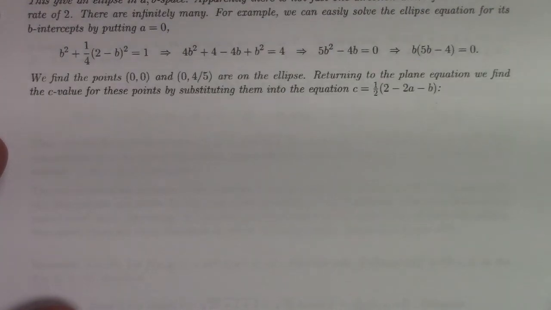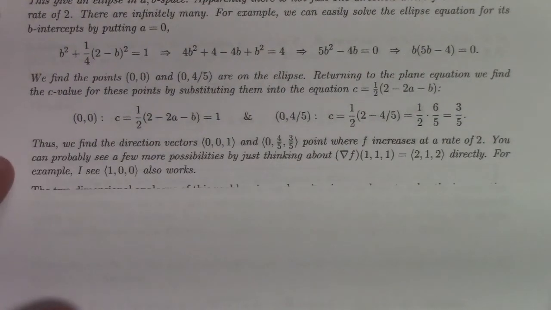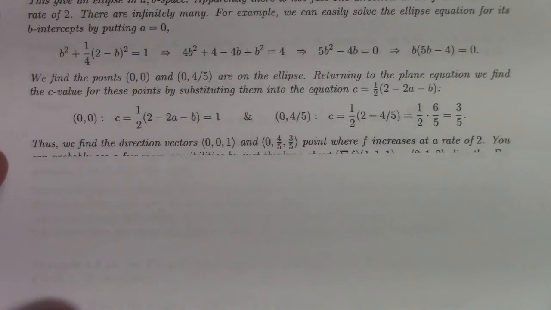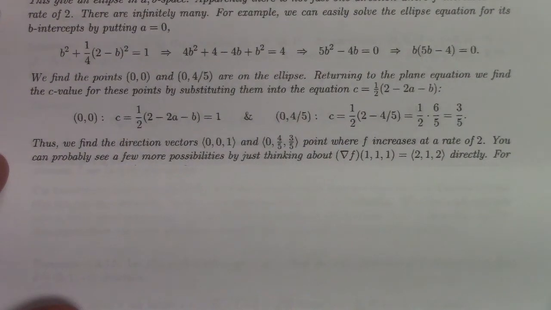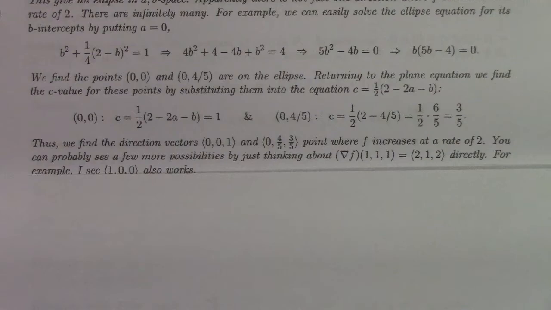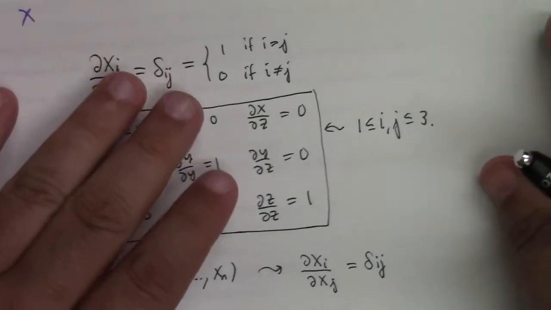And so here I find a couple of them by plugging in things. So, 0, 0, 1, 0, 4/5, 3/5. Those are a couple of example directions in which the function f increases at rate 2 at the point 1, 1, 1. But there's infinitely many answers. There's not just 2 answers like there was for a function of 2 variables. So essentially the problem is just this: when you have 3 or more variables.